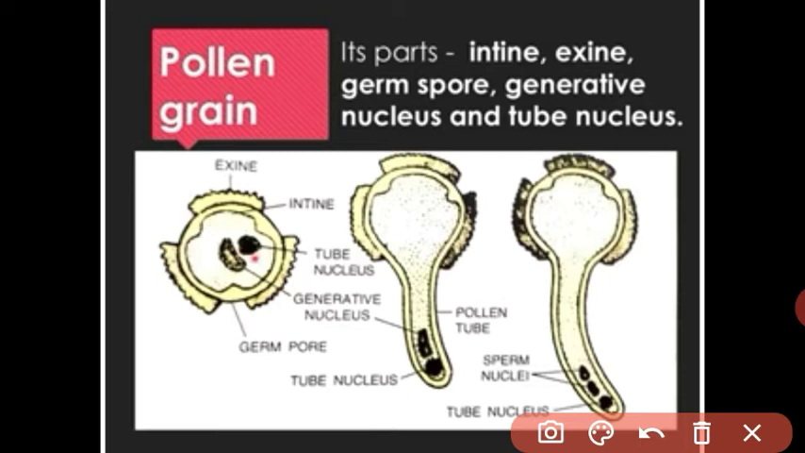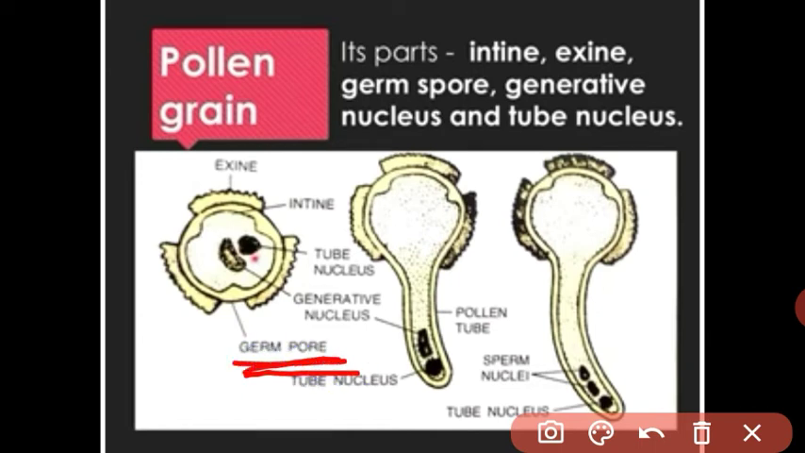The pollen grain has two coverings. The outer covering is exine, the inner covering is intine. There are two nuclei present in it. One is the tube nucleus and the other is the germinative nucleus. And this part is called the germ pore.